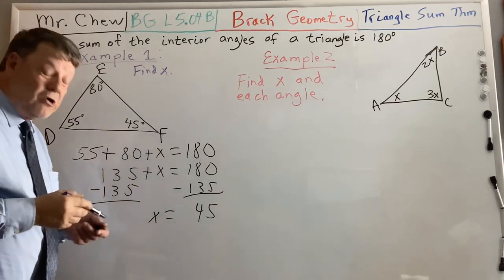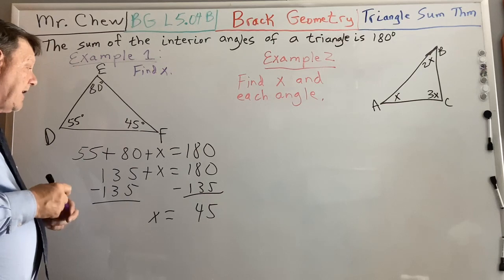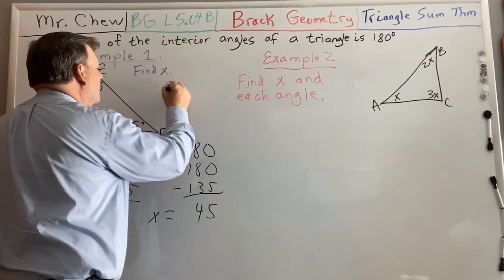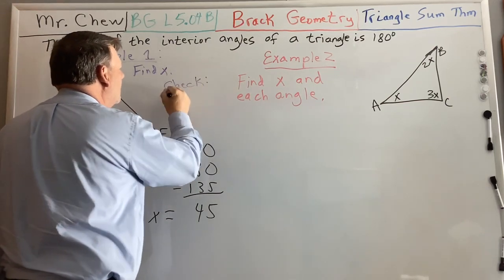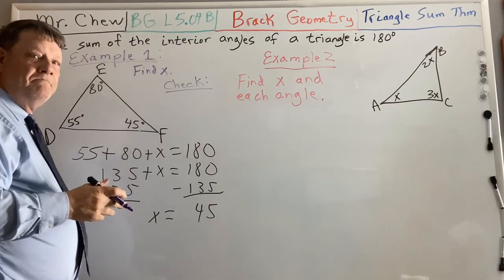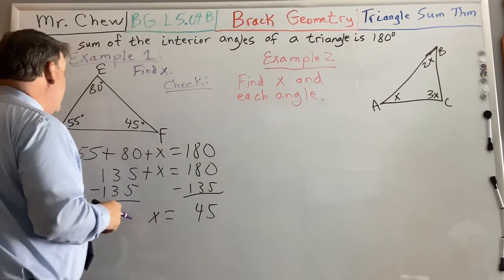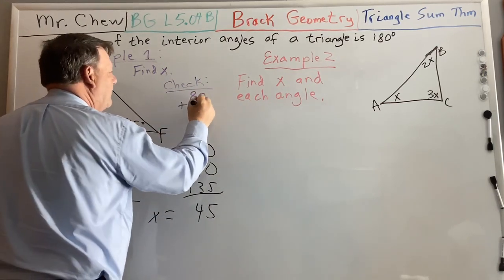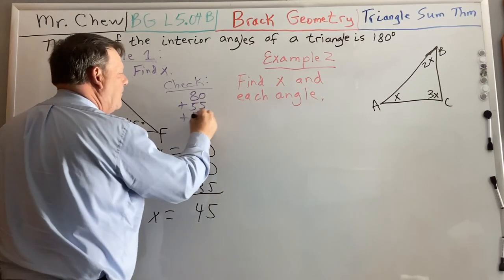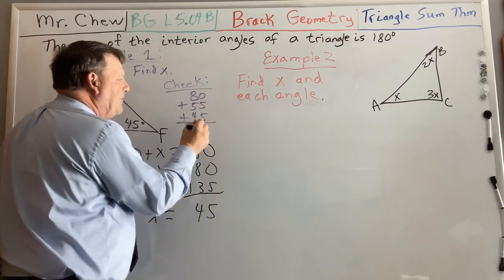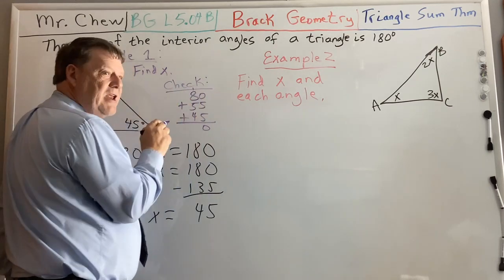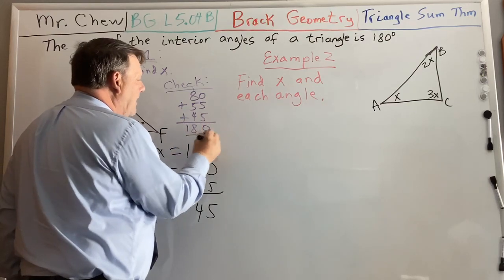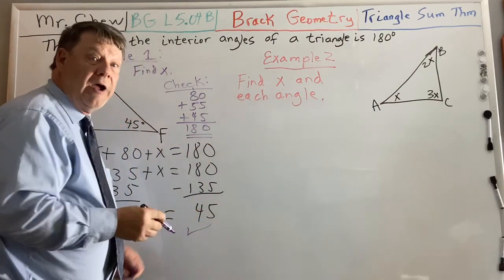Now, if that's true and we did it right, how can we check it? So to check this, you're going to take these three, add them up, and see if it truly is 180. So I take my 80 plus my 55 plus my 45 and add them up. 5 plus 5 is 10, carry the 1. 1 plus 8 is 9. 9 plus 5 is 14, and 14 plus 4 is 18. And there's my 180, which means that is correct.